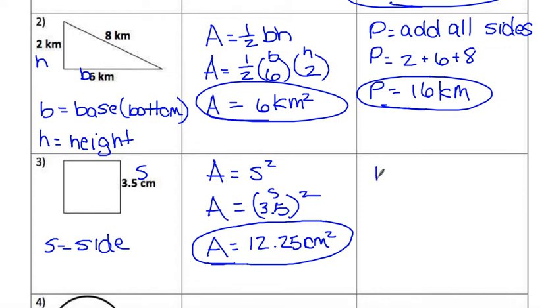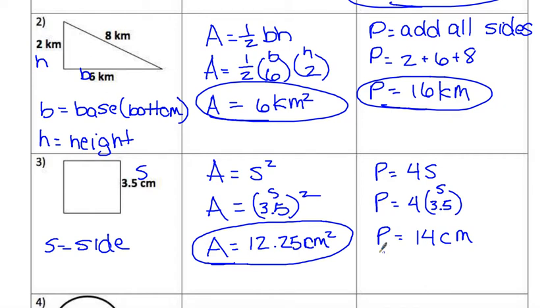And then perimeter of a square, the formula is 4S or 4 times the side length. So we're going to do 4 times S, and S in this case is 3.5. And if we multiply those, it's going to be 14 centimeters, plain perimeter. Make sure you circle your answers, please.